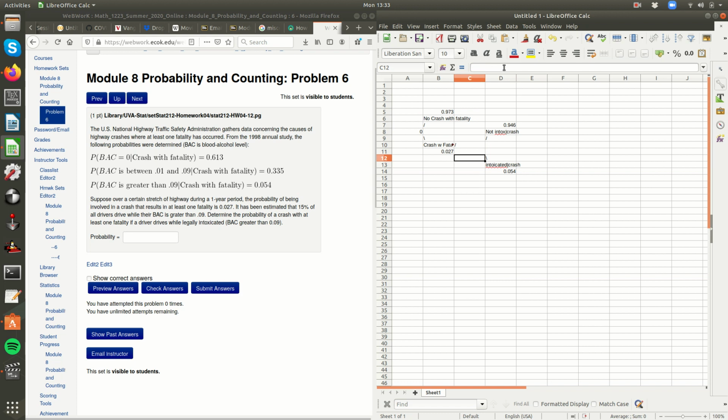Okay, so then what I want to ask is, what's the probability of a crash with a fatality and the driver being intoxicated? So now I'm going to come out here to the end of my tree, and I'm going to ask, we want a crash and we want intoxication. So to do that, we simply multiply the branches that got us out there. So it's going to be less than 1% that gets us there.